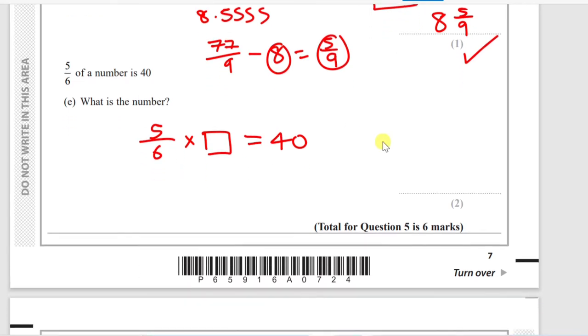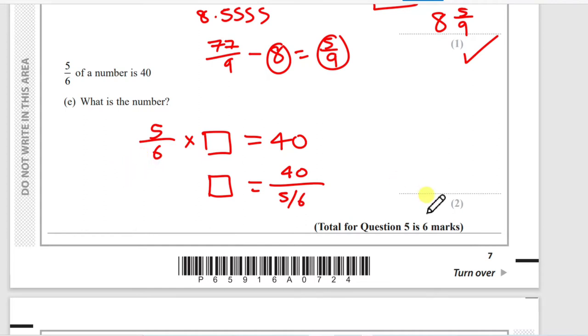So what I want you guys to do is put this box underneath and write equals. And then to find the inverse, you go to the inverse of 5/6. So it'll be 40 divided by, and this is going to look weird, and on the bottom, you're going to write 5 divided by 6.